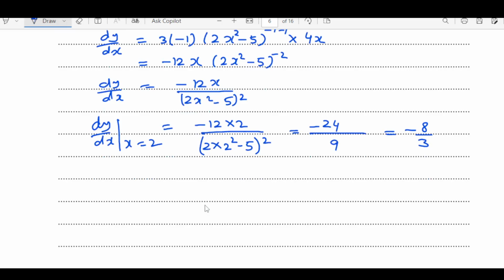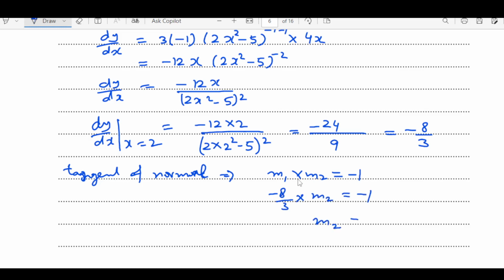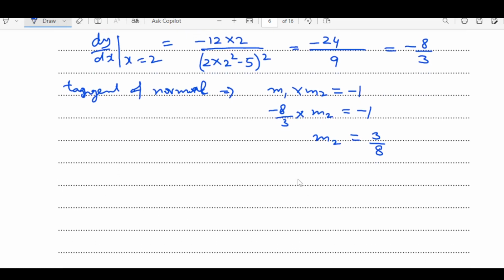Now, we are looking for the gradient of the normal. The product of the gradients is negative 1. So, we got one gradient as negative 8 over 3, times m2 is minus 1. So, m2 is going to be 3 over 8. So, we got the gradient of the normal as 3 over 8.